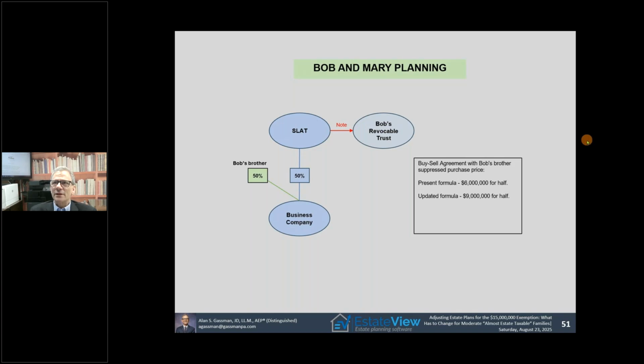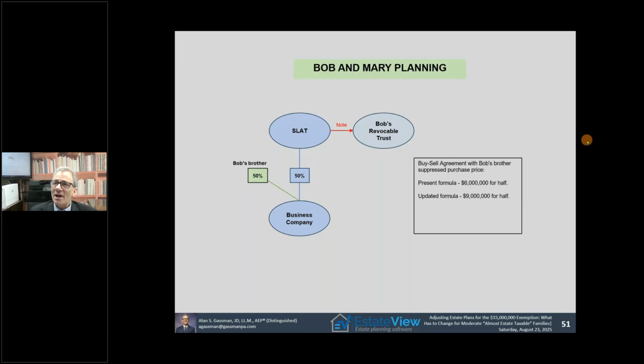And that's extremely important to remember when you design a trust. So, where was I? Bob and the SLAT. Bob and his brother had a Russian roulette buy-sell agreement for estate tax purposes. Not anymore. They don't need that. If they're under the exemption, they can go ahead and modify their buy-sell agreement to be true fair market value, so there's no more Russian roulette.